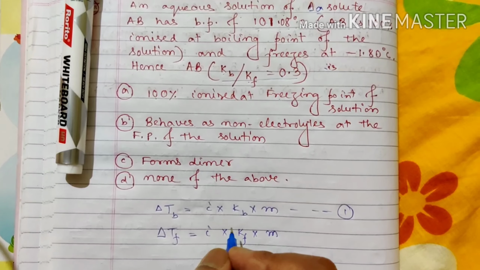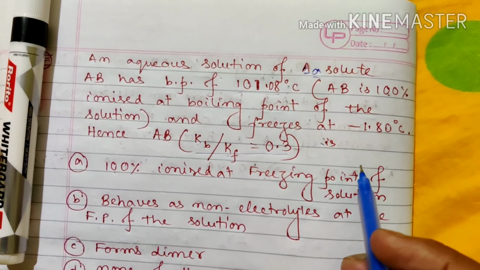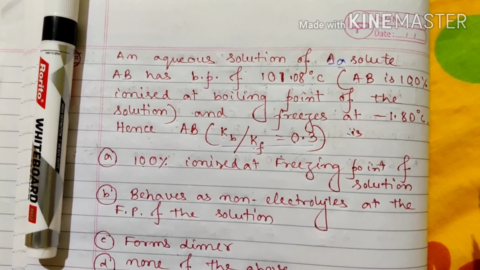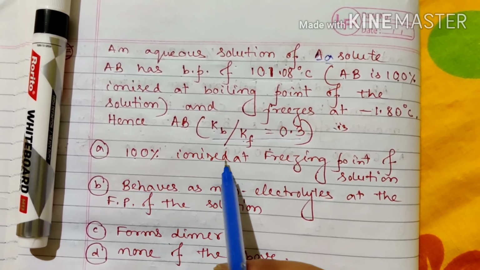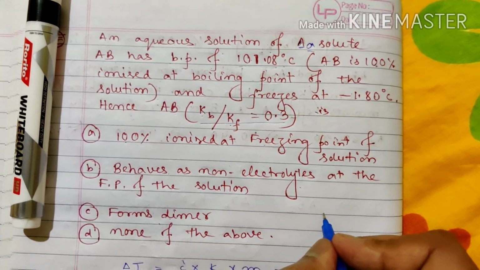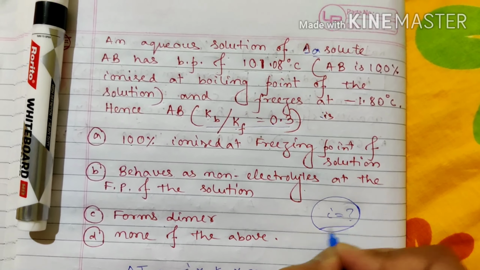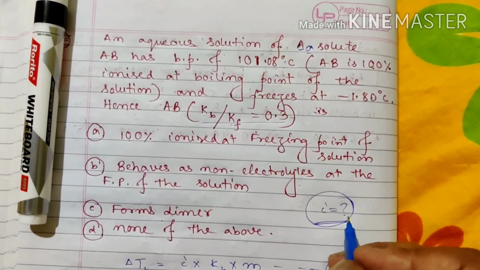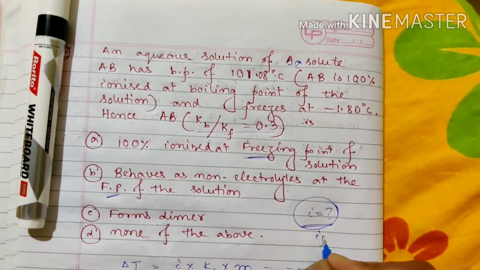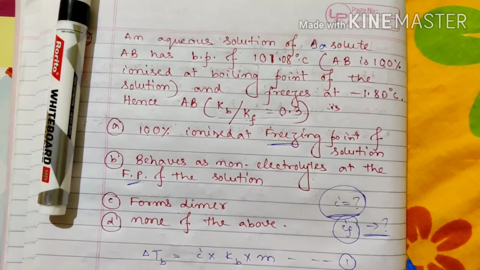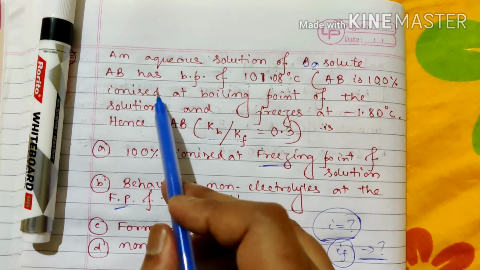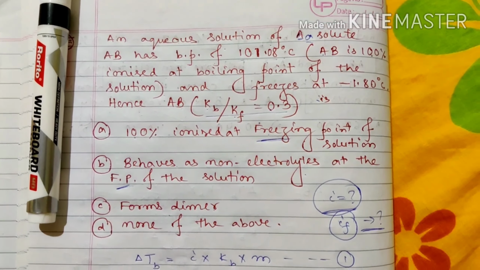Here we have to find out, out of these 4 options, which one is correct. So see the options carefully. 100% ionized or not, it behaves as non-electrolytes or not, it forms dimer or not. So in all these cases we need to know basically the situation of I, and the question belongs to the freezing point if you see carefully. So we have to calculate what is the value of IF, because IB is already given. Here you see AB is 100% ionized. In this line itself the value of IB is informed.